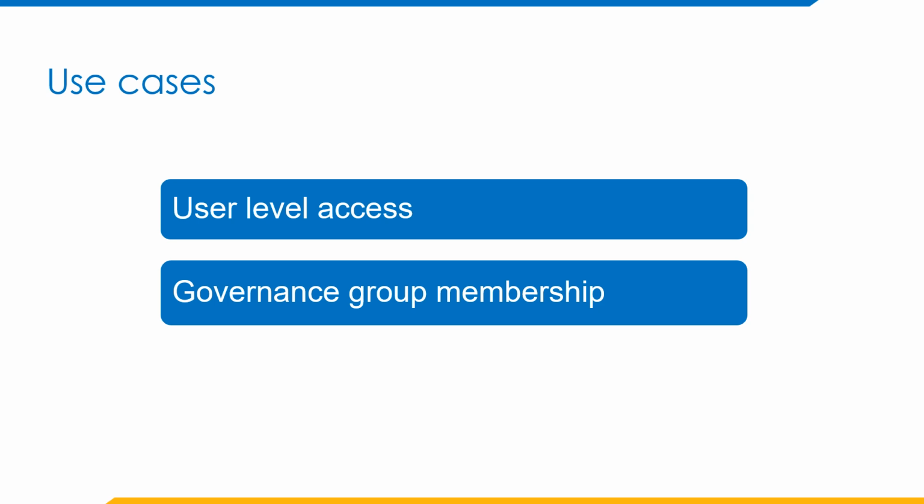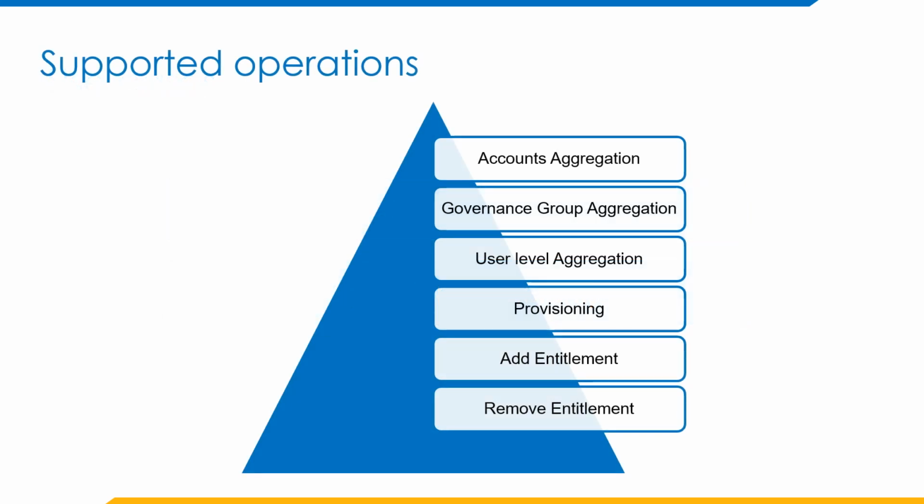Coming to use cases, generally there are two use cases which we can achieve using the loopback connector. One is user level access and the other is governance group membership. Users can perform an entitlement request for the type of access they need and the governance group membership they need. As we understood the use cases which we can achieve from the loopback connector, in the next slide we'll discuss the supported operations. Now let's see the list of operations supported by the loopback connector.